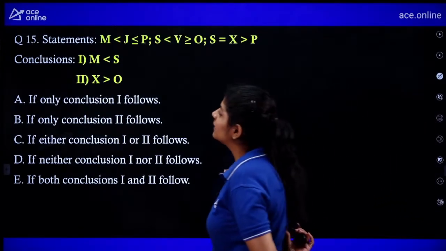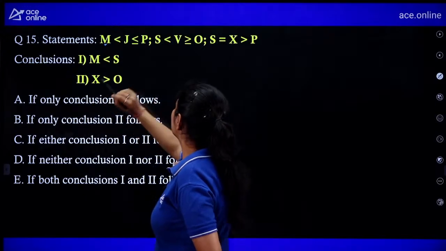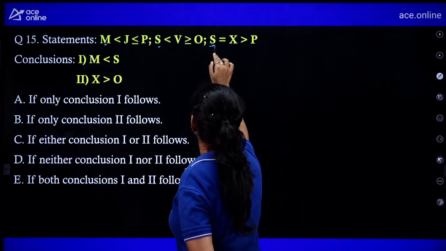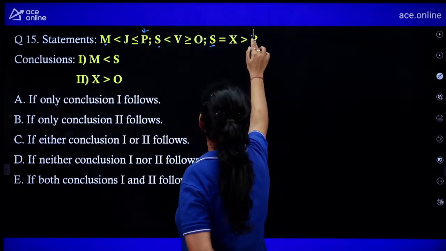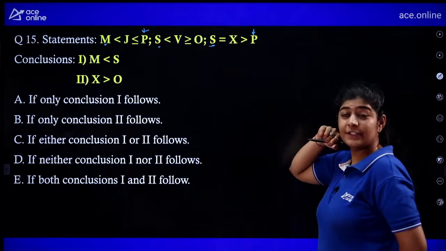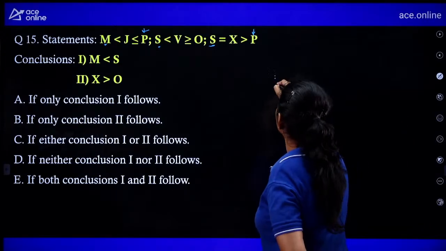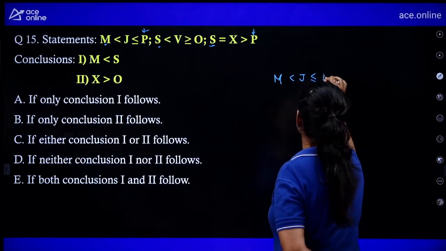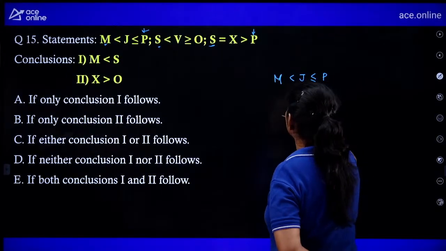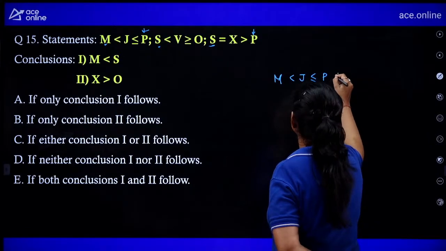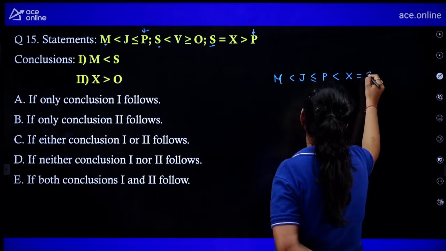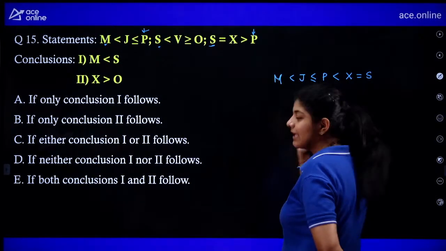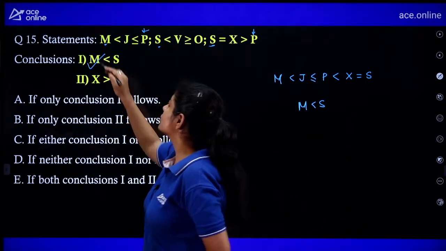Okay. Again statement and the conclusion. Here we are having M and here we are having S. Okay, here we are having S as well, and here the common element is P. So we are going to use the first statement and the third statement. M is less than J and it is less than and equal to P. And P is less than X, X is equals to S. So from this one we can say that yes, M is less than S. That means this conclusion is true.